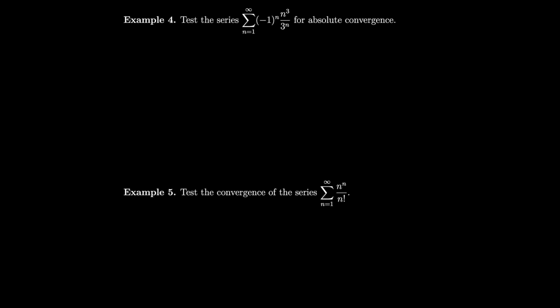Let's use the test right now to test the series n cubed over 3 to the n, where it alternates with (-1)^n. So we'll look at the absolute value of the next term over the current term. So that's going to be (-1)^(n+1) instead of n, because we're plugging in n plus 1 to get the next term. And instead of n cubed, it's (n+1) cubed. And then instead of dividing by 3 to the n, we divide by 3 to the n plus 1. And we'll divide that by the term without plugging in n plus 1, so that's just plugging in n.